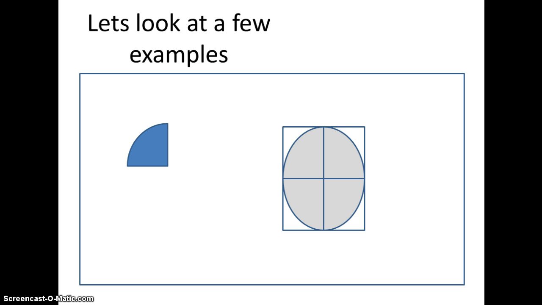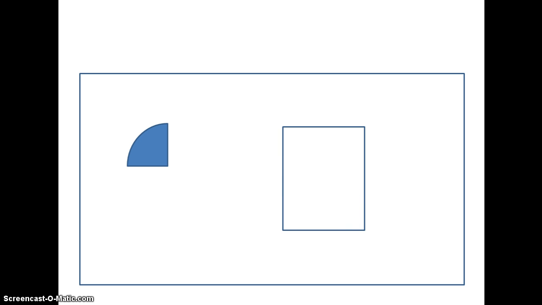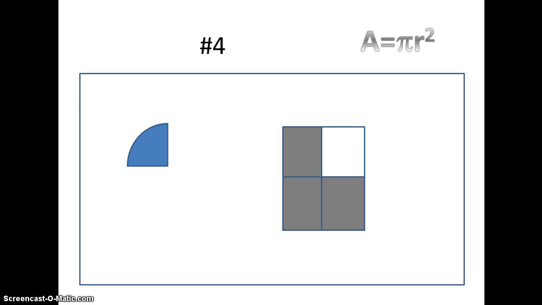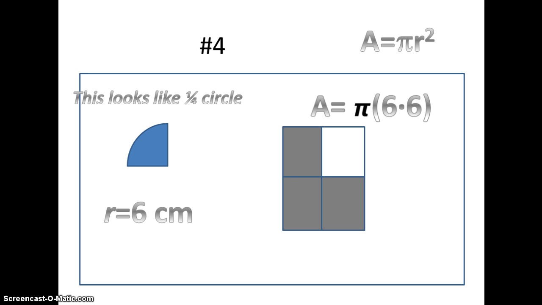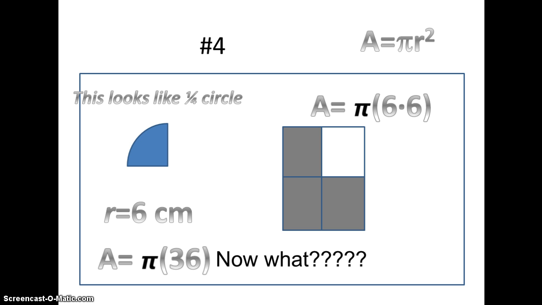All right, example number 4. That's not really a circle, is it? Like a piece of pizza. Well, we're still going to use this formula, but this looks like a quarter of a circle. So let's proceed because we will be given a radius of 6. This is similar to the last problem, so pi times 36. Pi times 36, as you know, is 113.1.